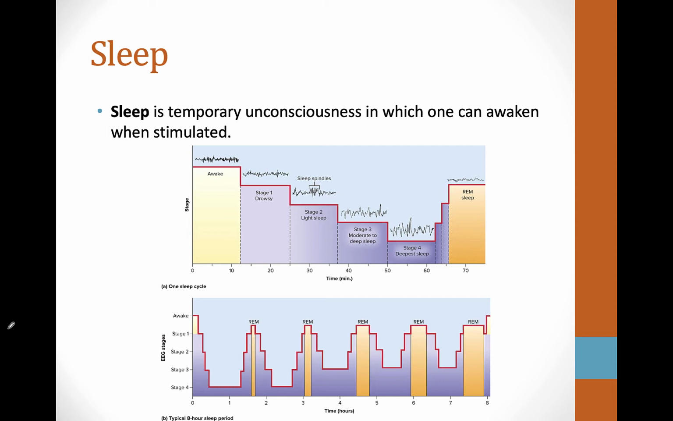You move into stage 3. Stage 3 is when your muscles start to relax. This is a moderate to deep sleep. Your vital signs fall, like your body temperature, blood pressure, heart rate. And then stage 4 would be slow wave sleep. So this is deep sleep. Your muscles are very relaxed. You're very difficult to awaken.